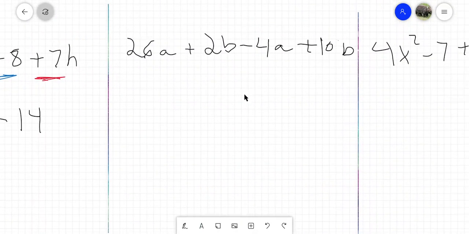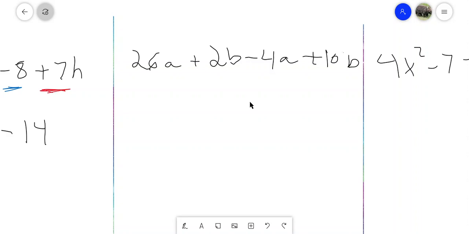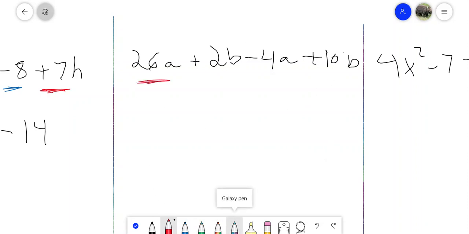Let's try one more, but this now has some more variables. We have 26a plus 2b minus 4a plus 10b. Now I know we have two variables moving around, but that's okay. We're just going to keep asking ourselves, what are the like terms in this, and how do I collect them? So let's do the a's first. How many a's are in this expression right here? Well, there's 26 right here, and there's negative 4 right here. Well, 26a minus 4a is going to be positive 22a.